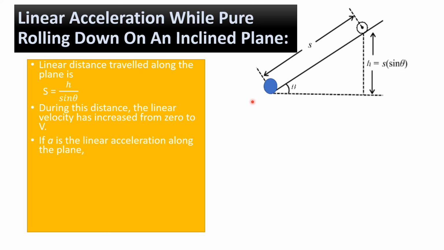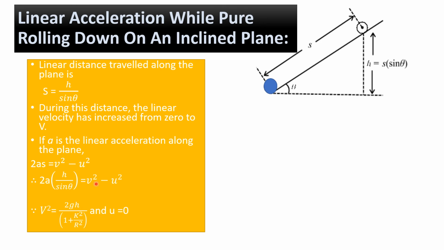If a is the linear acceleration along the plane, we can use the kinematic equation v square is equal to u square plus 2as, and rearrange the terms. We can write the equation as 2as is equal to v square minus u square. Now substitute the value of s, that is h upon sine theta, in this equation. We can write 2a into h upon sine theta is equal to v square minus u square.